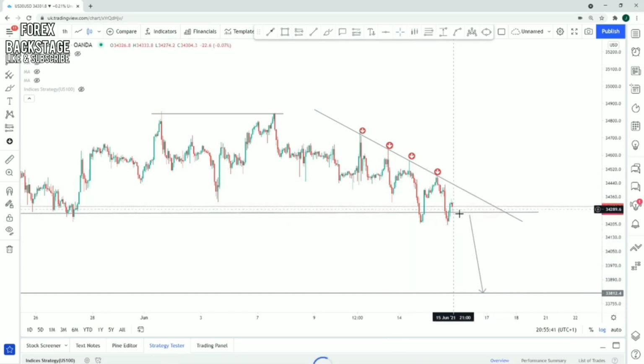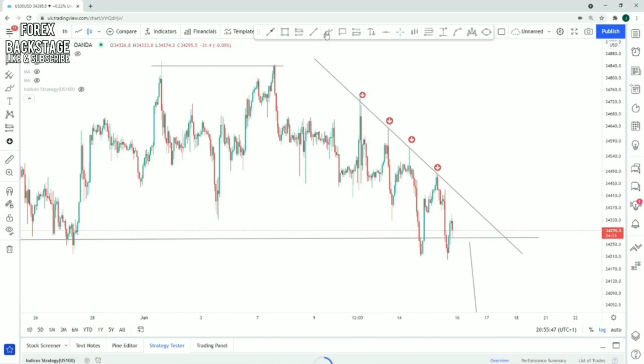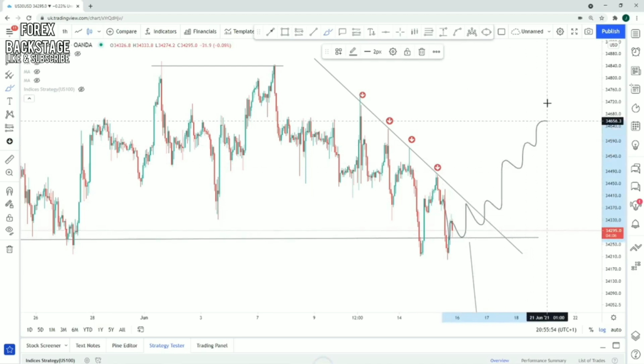But if price doesn't break that support here, because you know we had this double bottom here, I'm gonna show you what I'll be looking for. I'll be looking for something like this here. So it came down, created that, rejected that support, and then I'm gonna look for price to move up and continue to the upside, creating new highs here.